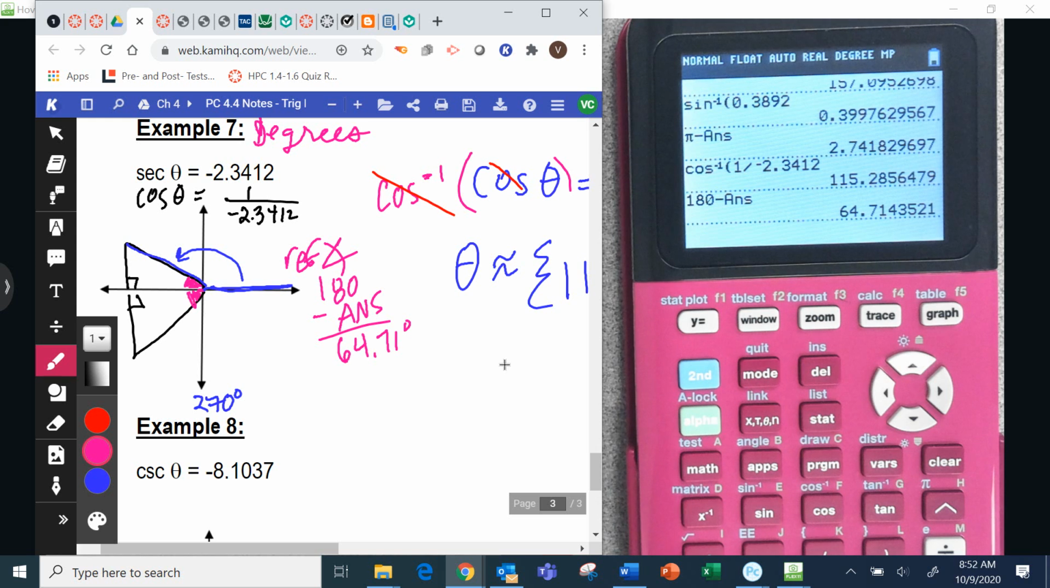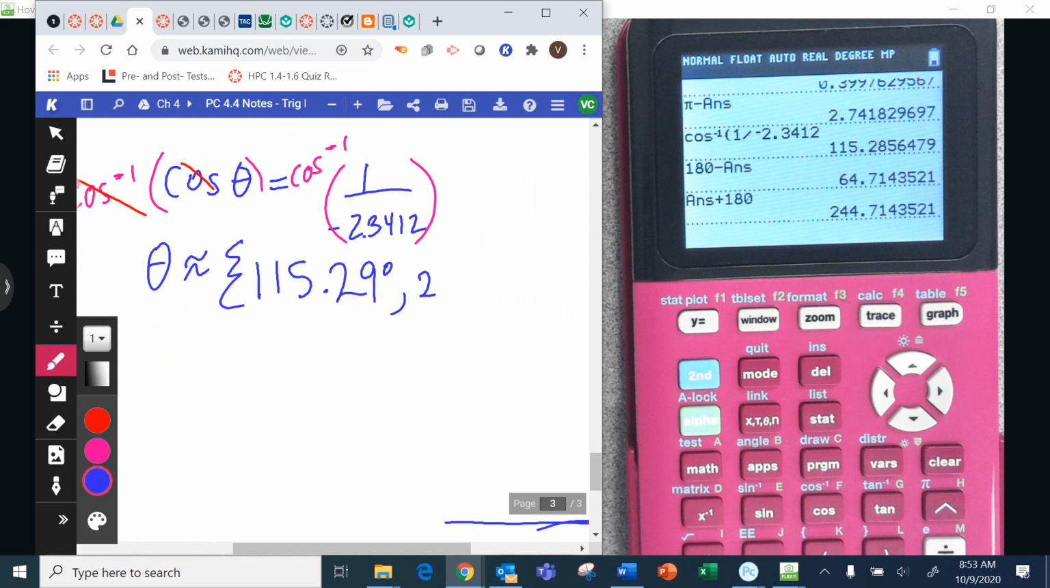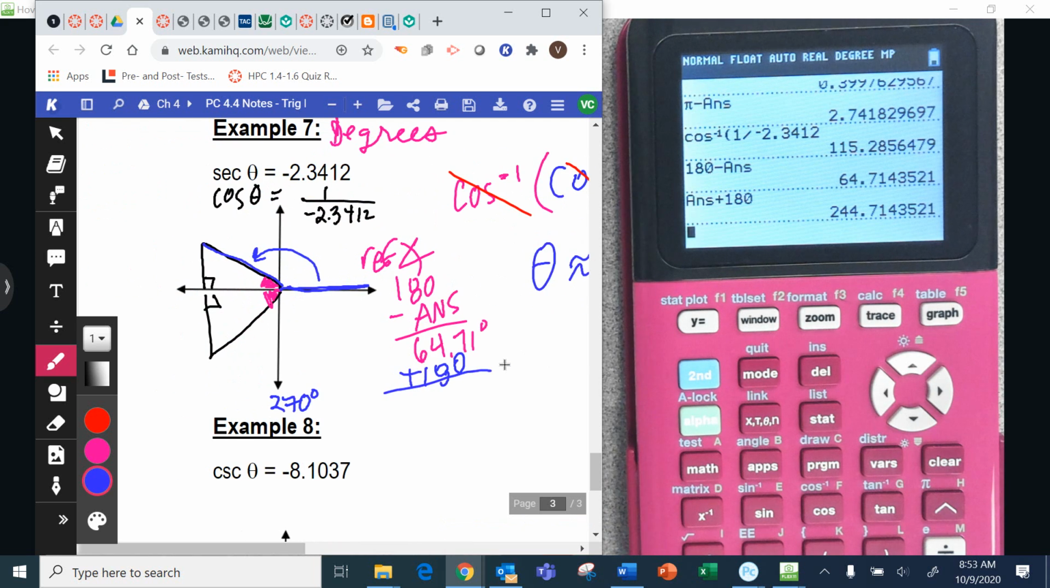So now what can I do to get my second answer? Now I'm doing this on the calculator. You can see side by side. I am not rounding ever till the very final answer. So now I'm just doing plus 180, and I get 244.71. Does that seem appropriate for that quadrant? Okay. So I'm going to do plus 180 to get that 244.71. And then I'm going to tell you there is another way we could have gotten that answer.